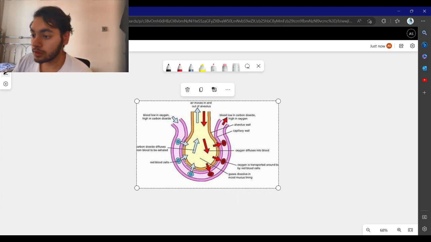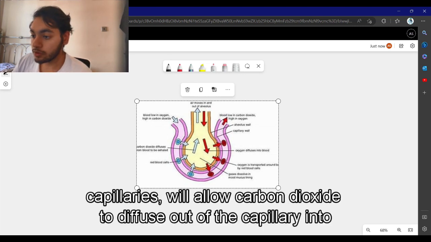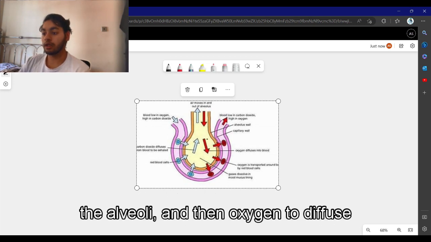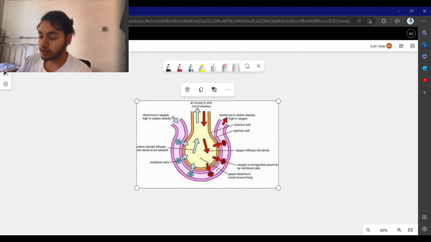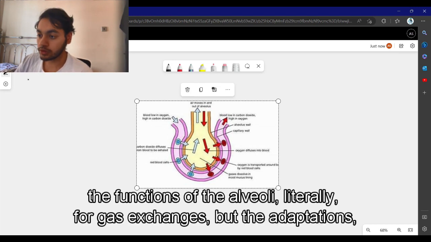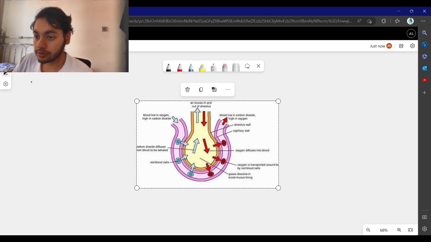And these capillaries will allow carbon dioxide to diffuse out of the capillary into the alveoli, and then oxygen to diffuse into the capillary and then bind to the red blood cells. Note, red blood cells are not actually blue, it's more like they're not red when they don't have oxygen. So the function of the alveoli is literally gas exchange, but the adaptations.